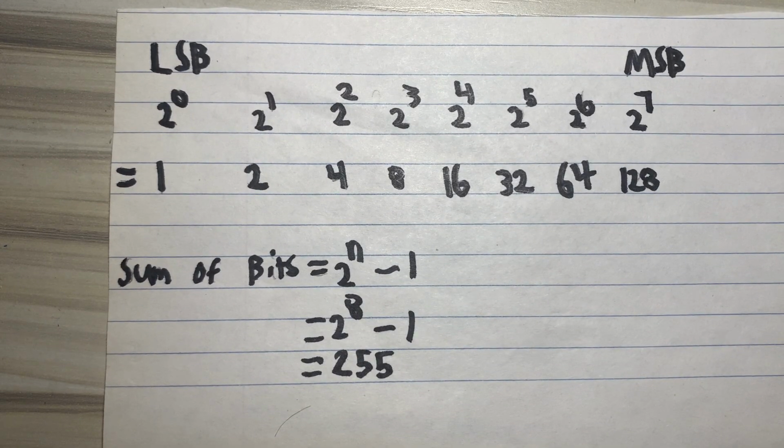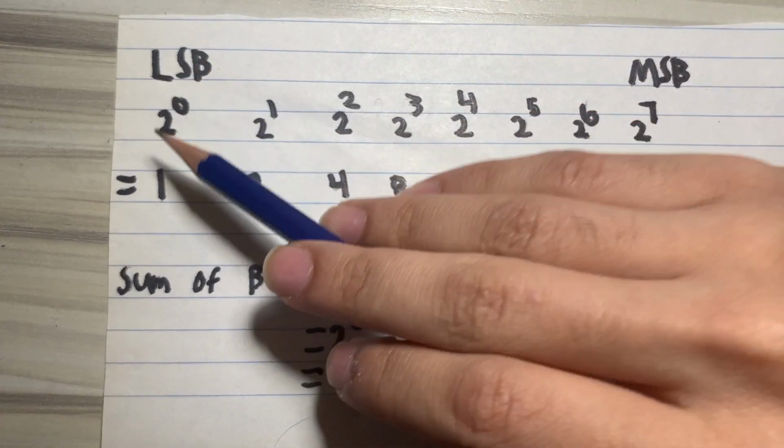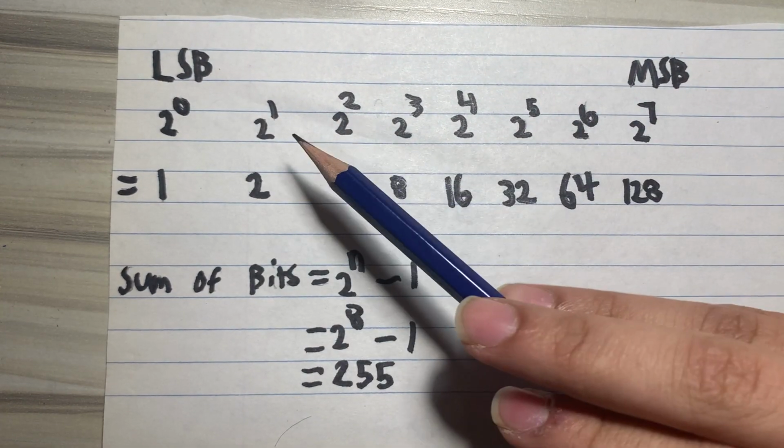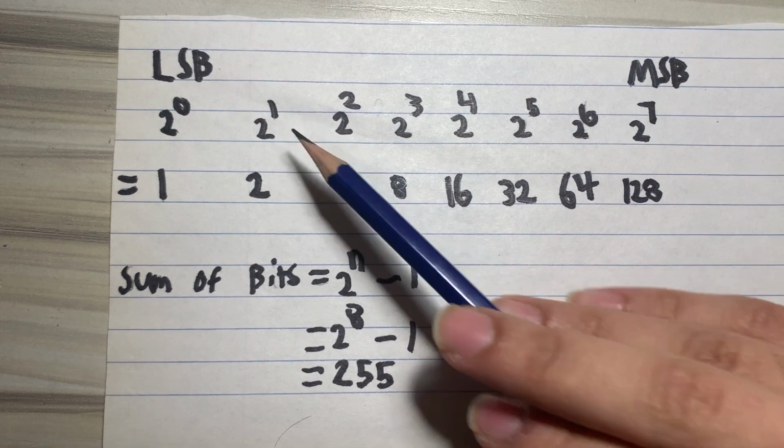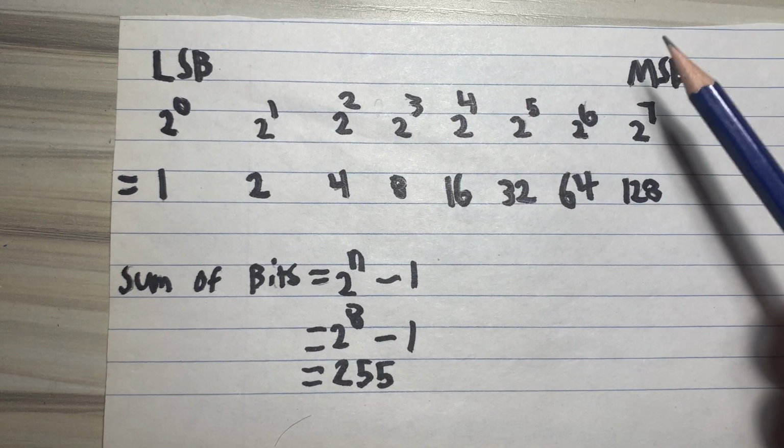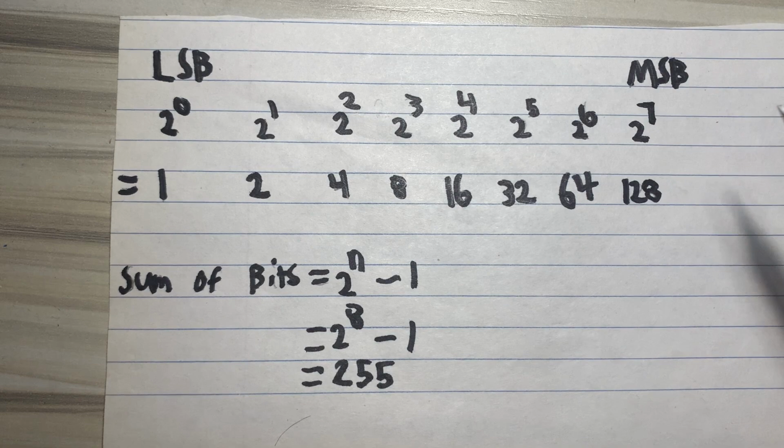Here is the value of each bit in binary. So the first switch would represent 2 to the 0. The second switch would represent 2 to the first. And this would continue on till the last switch, which is the 8th switch, is 2 to the 7th.